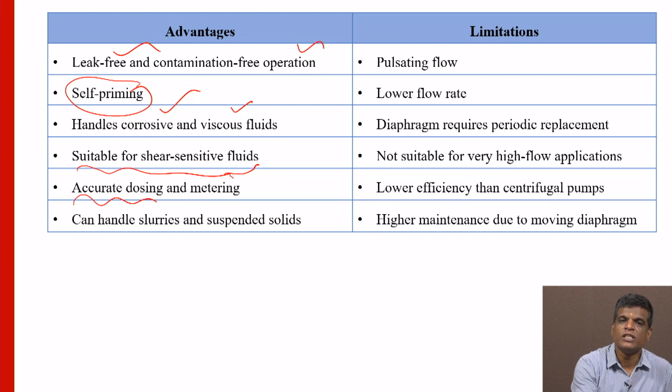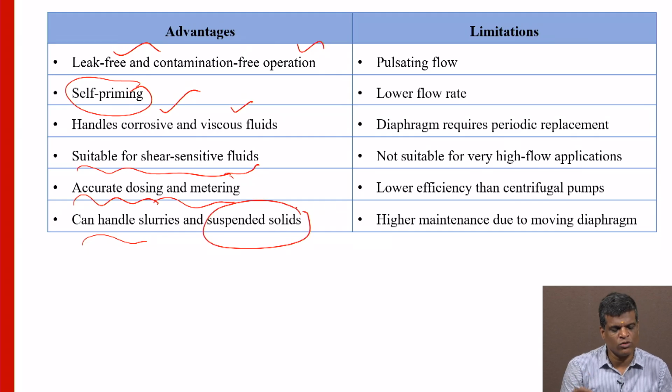It's good for accurate dosing and metering here. It can handle slurries and some suspended solids, and in some wastewater treatment processes we can always use it. So, what are the limitations again here? It has a low flow rate and pulsating flow. The flow rate is low.